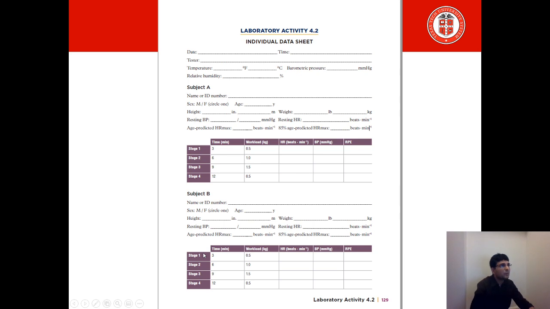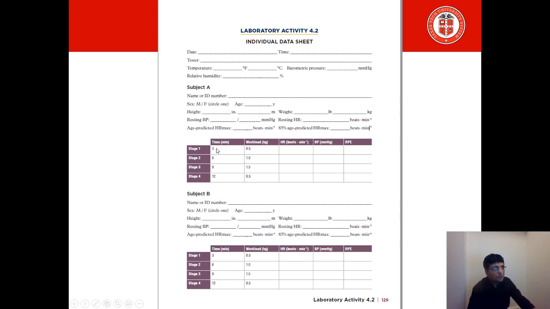Now, at the end, I would like to talk about the lab activity 4.2. So you have to fill in your basic details as usual. In this one, you have to write your name, gender, age, height, weight, the resting blood pressure, and the resting heart rate, and then use the formula to calculate the age predicted heart rate maximum, and then take 85% of it. Once you calculate all this, you are good to move to the bicycle ergometer to do the exercise and record the responses.